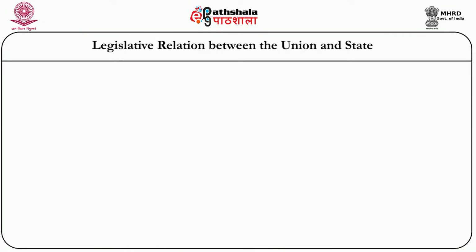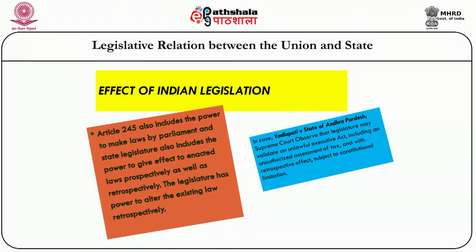Now, after discussing the comparison of the Indian legislative system with different countries, I would like to give the effect of Indian legislation. As you know, Article 245 of the Indian Constitution also includes the power to make laws by Parliament and state legislature to give effect to the enacted laws prospectively as well as retrospectively. And to clear this, I would like to state a case.